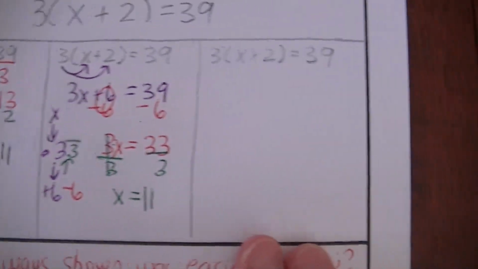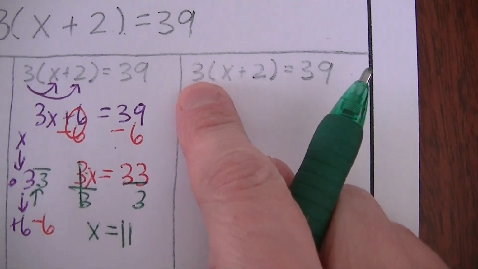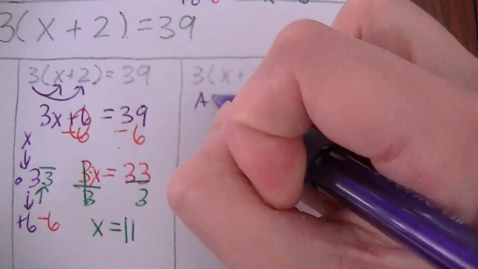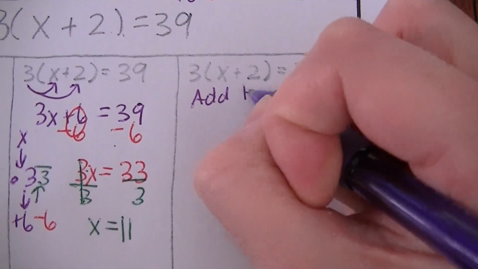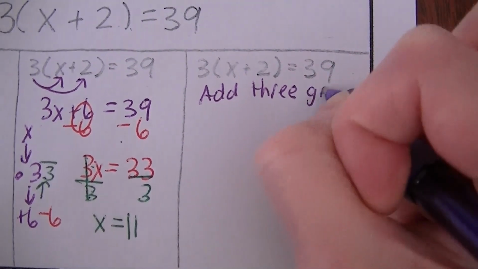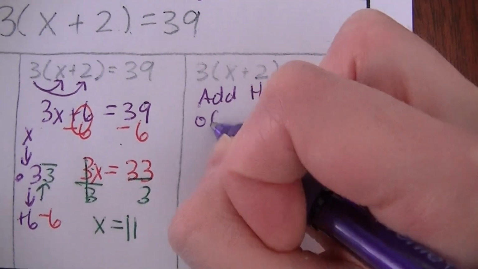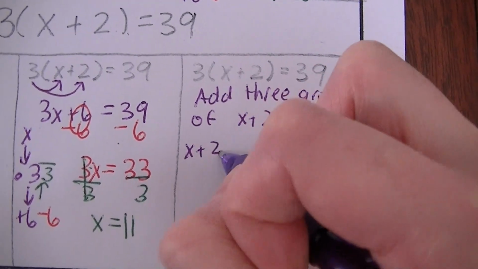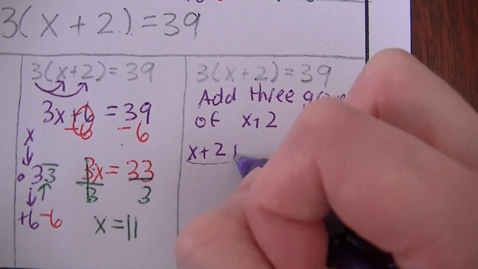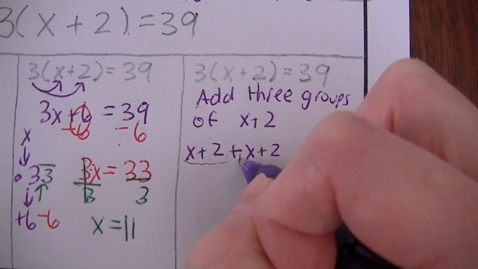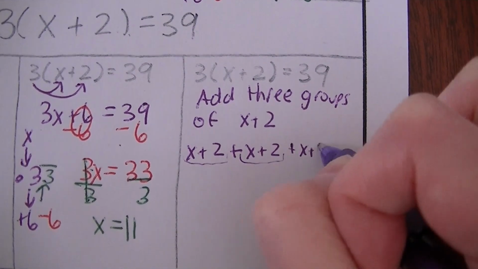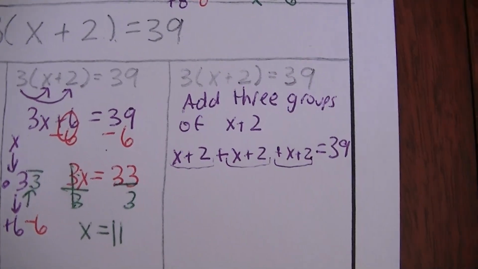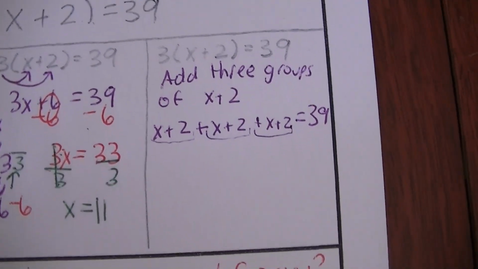Okay, this next one, you're going to add 3 groups of x plus 2. Okay, so there's a group right there, and there's a group right there, and there's a group right there. And that's going to equal 39. Don't forget to put that part down because I forgot earlier in the previous problem.